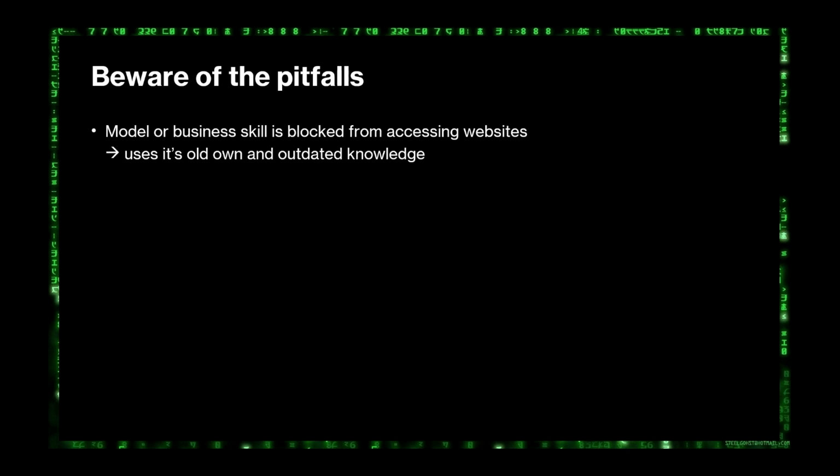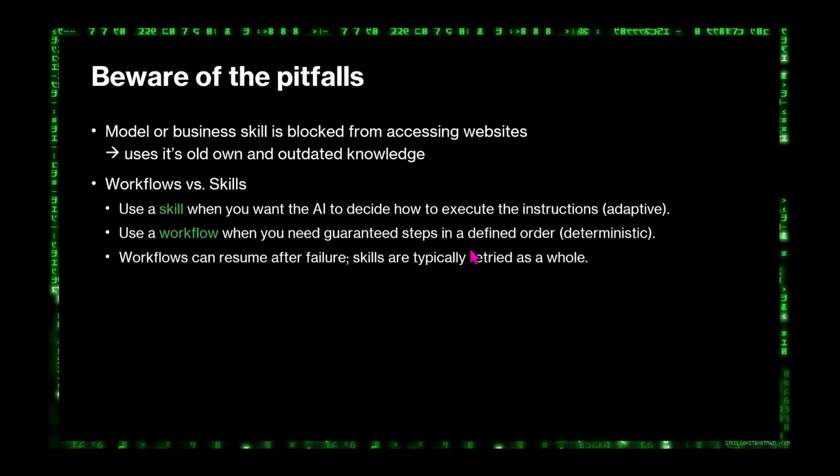So that's something important. The other thing is, you can think about when we use workflows versus when we use skills. Usually you use skills or business skills if you want the AI to decide how to execute something. So you're really flexible, you're really adaptive, so to say. But you use a workflow if you want to have guaranteed steps, so you really want step 1, step 2, step 3, one executed after the other without any adaptation.